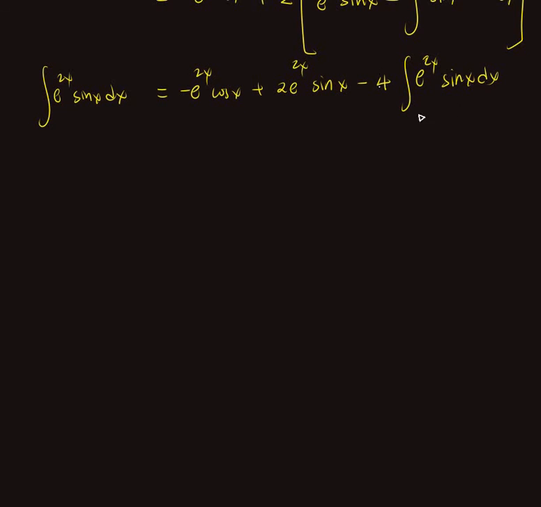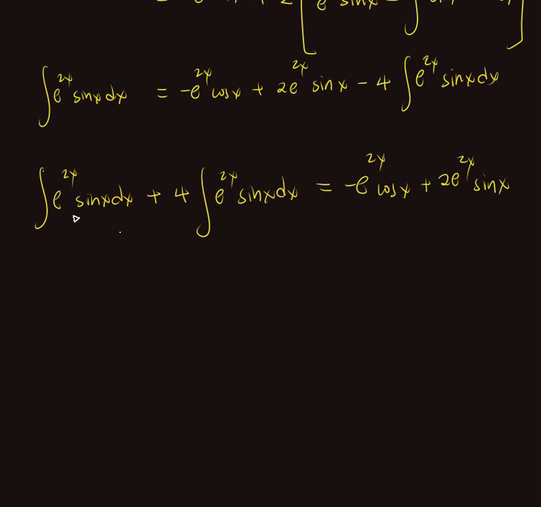So what we're going to do is send this 4, or this negative 4, integral of e to the 2x sine of x dx to the other side. And doing that, we will have these 2 integrals on the other side. It will look something like this. This is how it looks. Sending this integral to the other side, it goes as positive 4. And they are the same integral, so we can add them up. It's going to be 5 integral of e to the 2x sine of x dx.